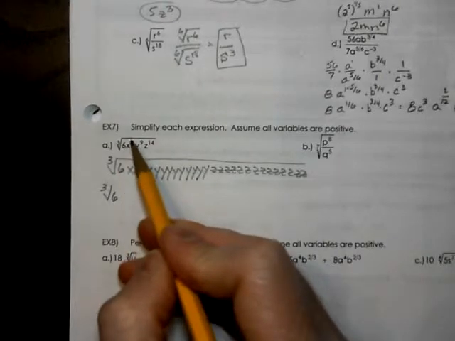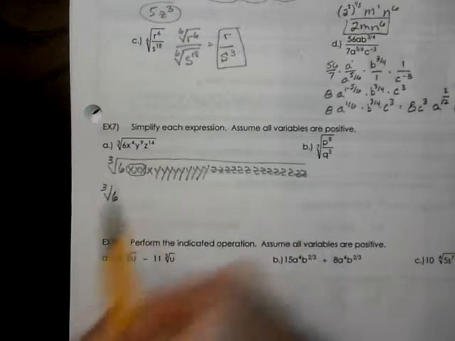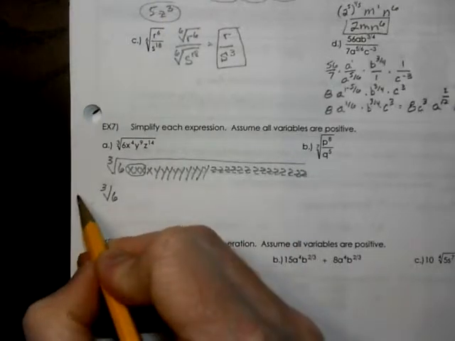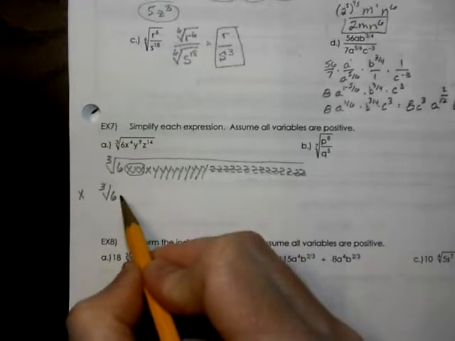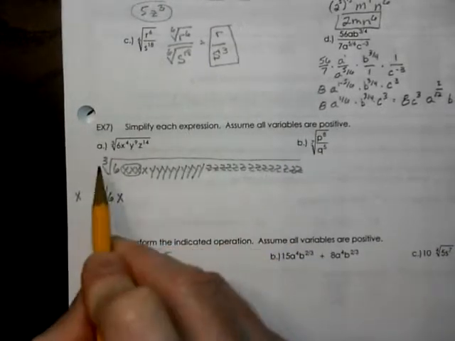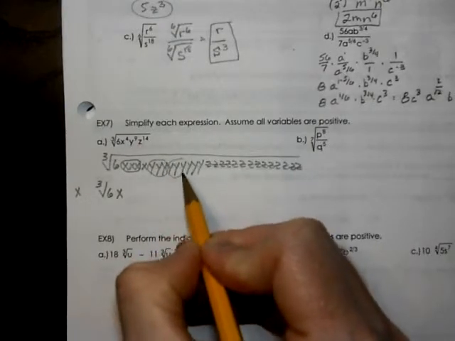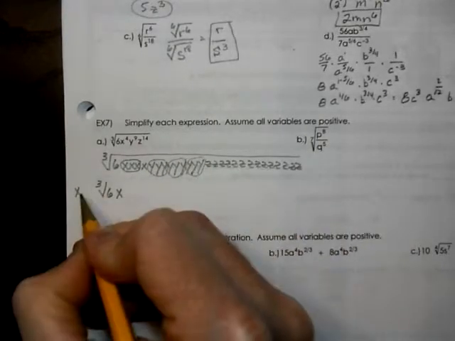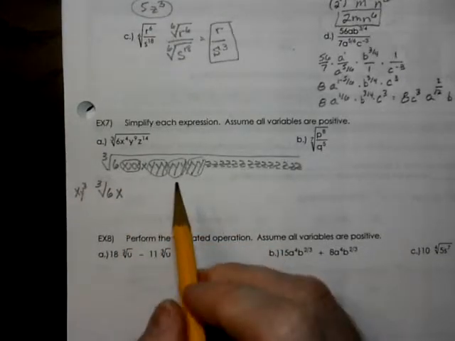4 of them. 3 goes into that one time, so we know we're going to have an x come out. You're going to have 1 left over. 3 goes into 9 3 times. It goes in there evenly with none left over. So we're going to have y cubed sitting on the outside.